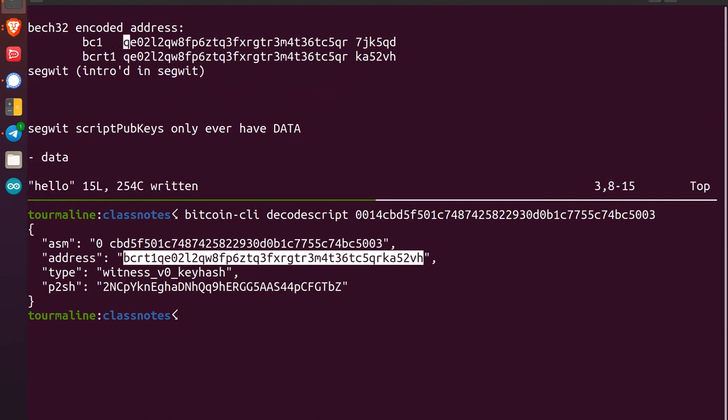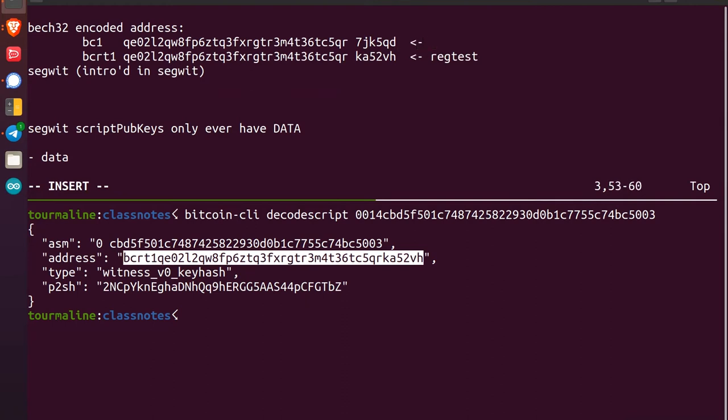Anyway, this is the same data. You'll notice the first part is the same. This is the same address on RegTest. I put it in so you can see it. I'm running out of time, I only have 10 minutes, so let me keep going.